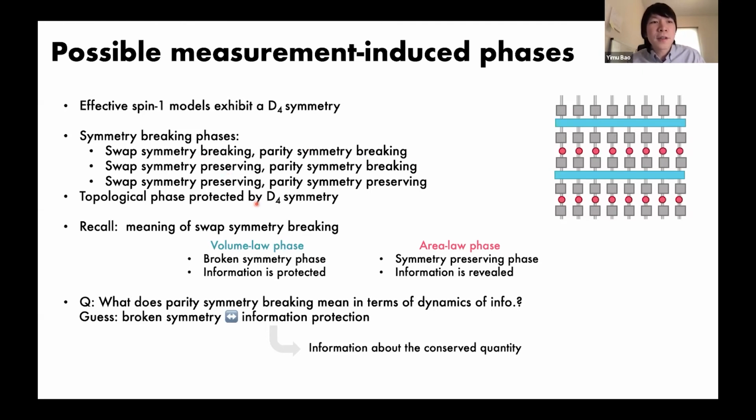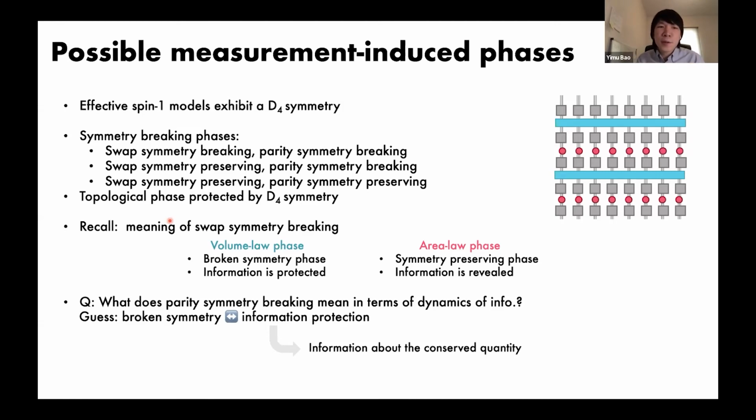But starting from this D4 symmetry, we can already see there are going to be various different interesting phases. First of all, it can be a symmetry breaking phase, with the swap and parity symmetry either breaking or preserving, and we can also expect a topological phase protected by D4. Although we haven't defined this topological phase in this model, I will show you an example of a topological phase in another model later on. So now the question boils down to what is the meaning of those symmetry breaking phases, and of these novel phases, in terms of going back to the quantum circuit.